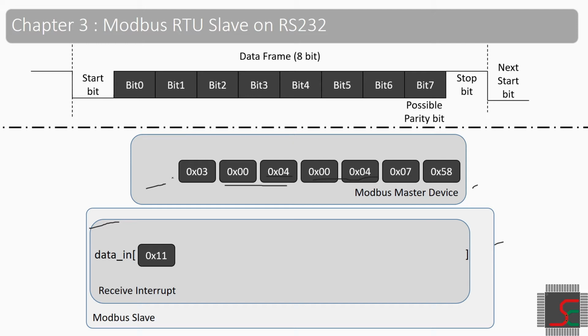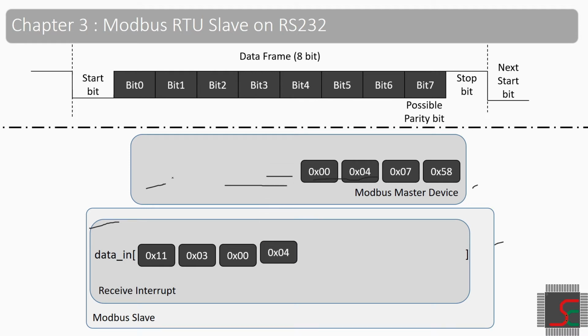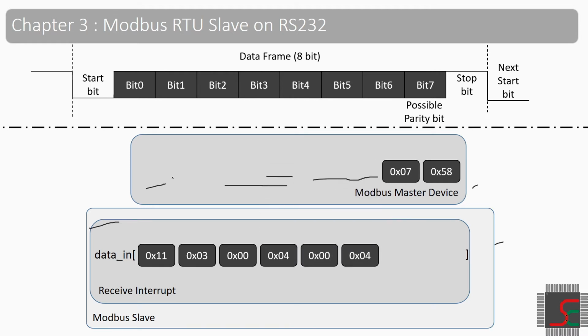In this way the master sends all the bytes it has to the slave device, and every time the microcontroller's receive interrupt is activated, we store the bytes in our array variable data in. In this receive interrupt we will implement timing considerations in the coming slides, so as to differentiate between the correct frames and junk frames.